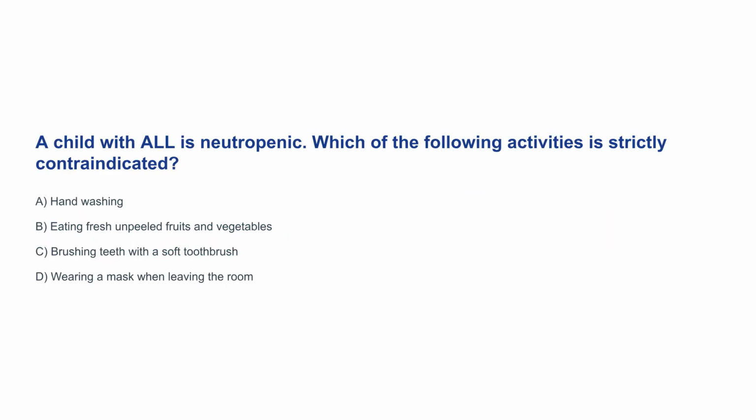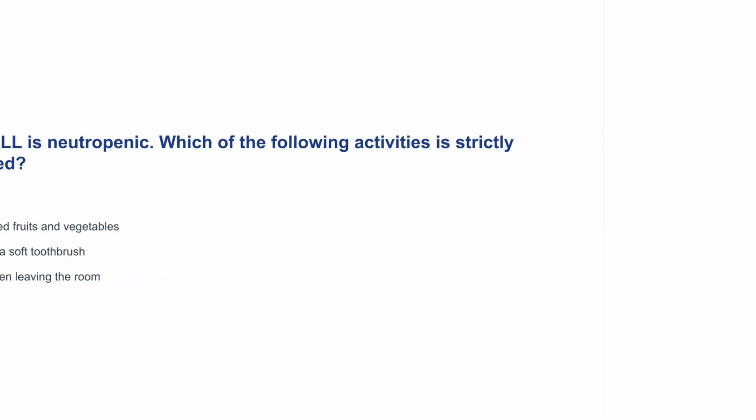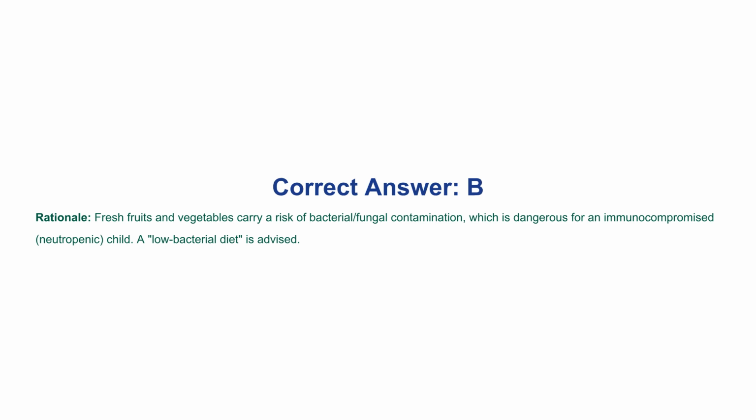A child with ALL is neutropenic. Which of the following activities is strictly contraindicated? The correct answer is B. Eating fresh, unpeeled fruits and vegetables is contraindicated due to the risk of bacterial and fungal contamination. A low bacterial diet is advised for neutropenic children.